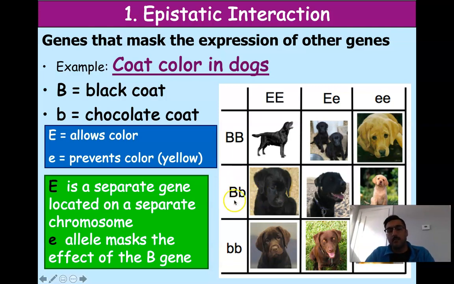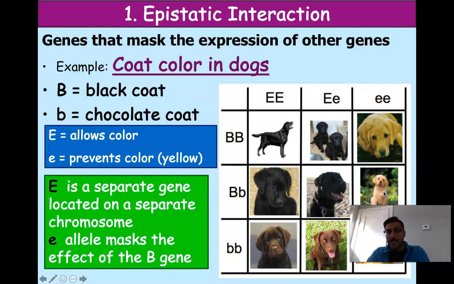We could do the same thing down here, right? Heterozygous for the B, so it's still a black dog, even though it's a carrier for the chocolate or brown colored coat. Still going to be black. And it's homozygous dominant for the epistatic allowing color gene, so black dog. This one in the middle, heterozygous for both traits, doesn't have just two little e's, so it's going to allow coat color because it's got the big E, so it's going to be black.